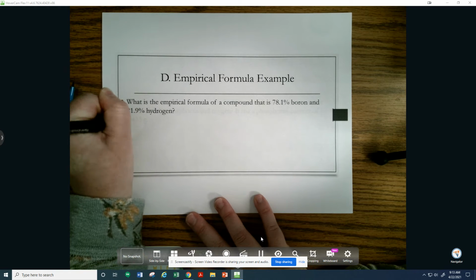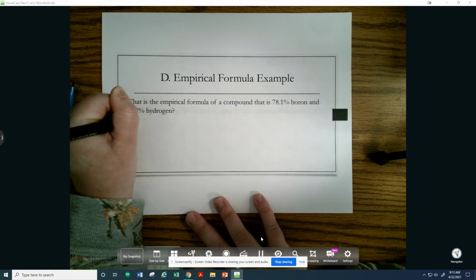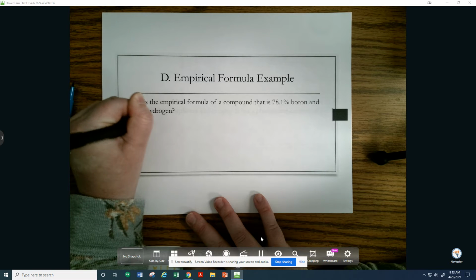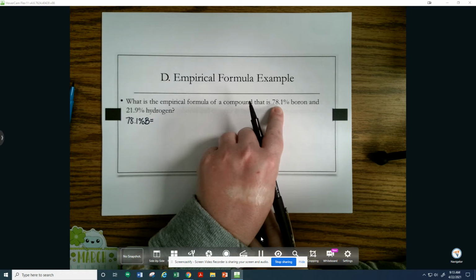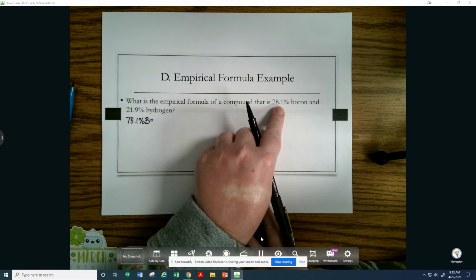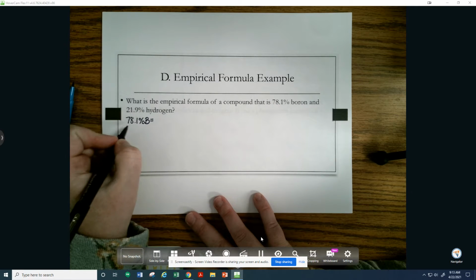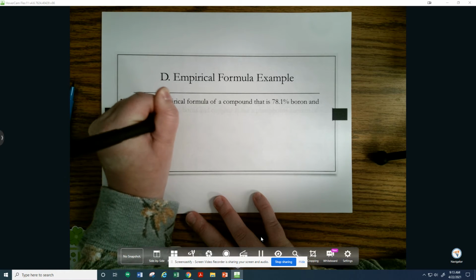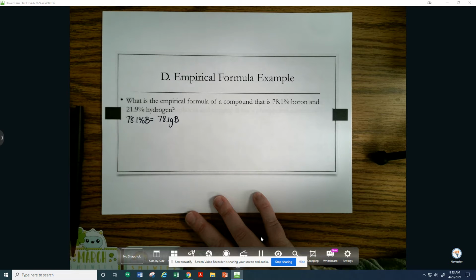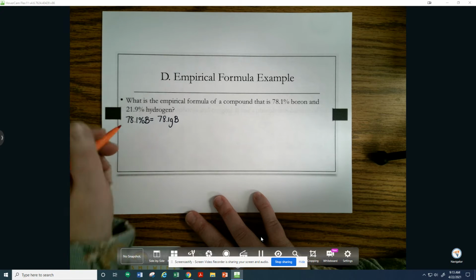We have 78.1% boron. Well, you can assume that if you had 100 grams of this compound, whatever it may be, 78.1 grams of that compound would be boron, because 78.1% is boron, if we use that assumption that it's out of 100. So we can just say that instead of 78.1% boron, that's equivalent to having 78.1 grams of boron. We're going to do the same thing with our other component, which is the hydrogen.